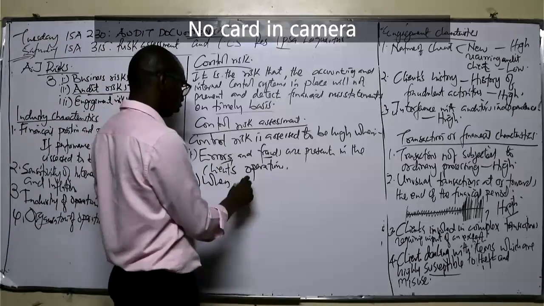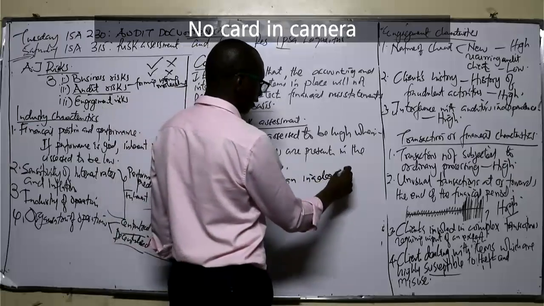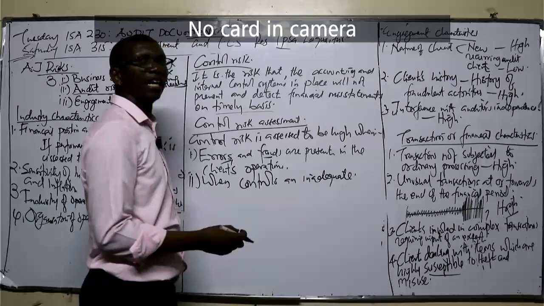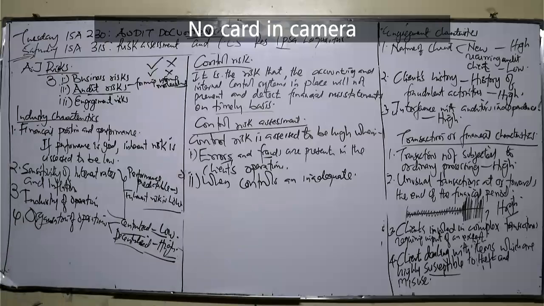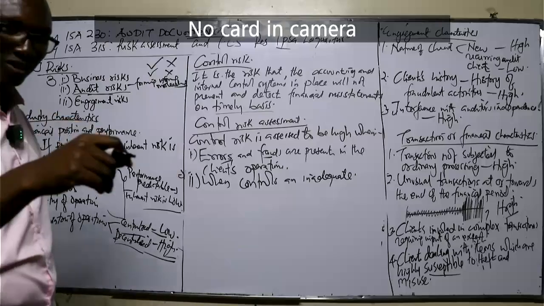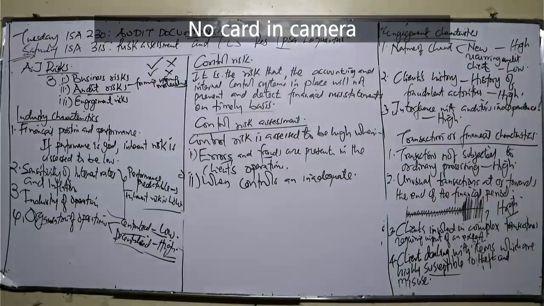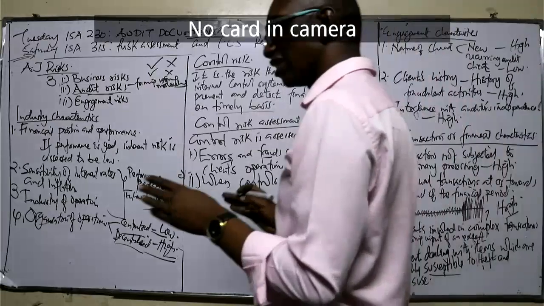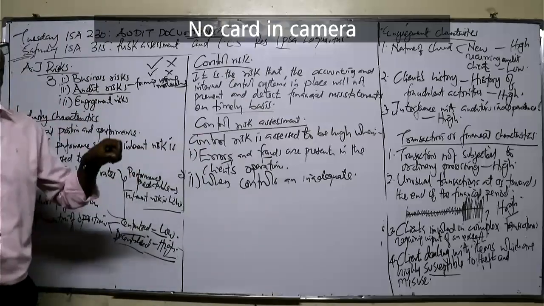Problem number two, when controls are inadequate. Controls are there, but, for example, in an organization you may have a black book at the reception where you record your time when you check in and check out. That's a control, but is it adequate? No, especially if no one is supervising how you write. I can sign out now and record that I left at 9, or even come late but record that I came in at exactly 8 in the morning. That is an instance of controls being inadequate. They are there, but they're inadequate.